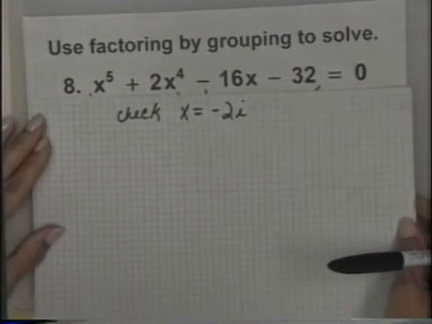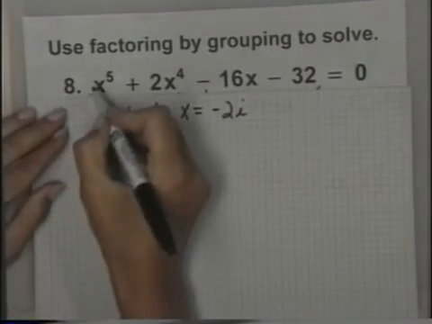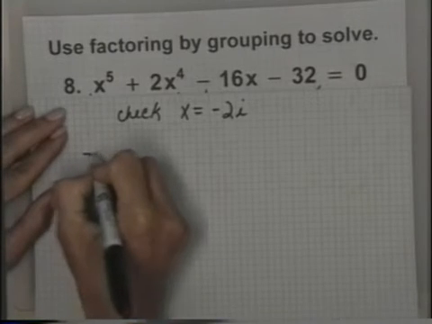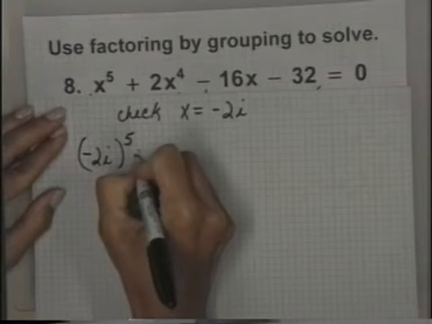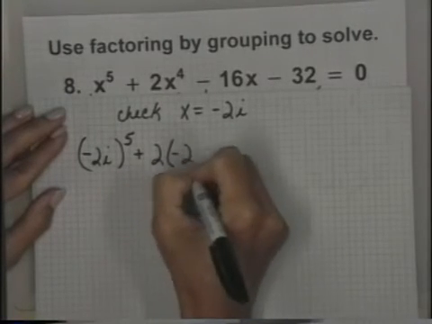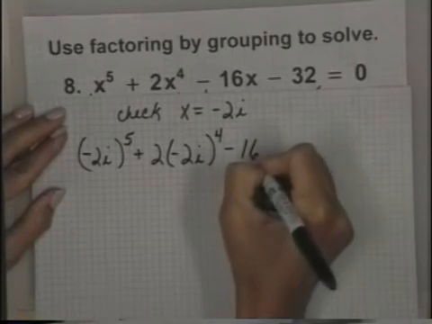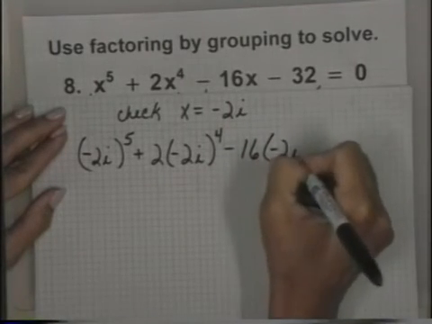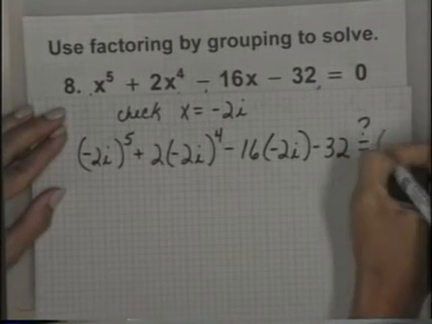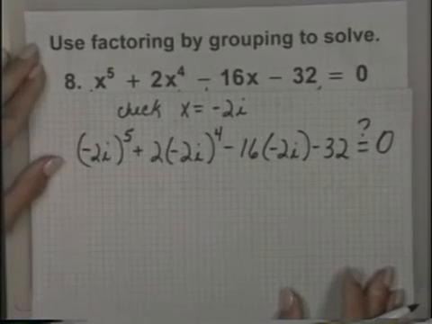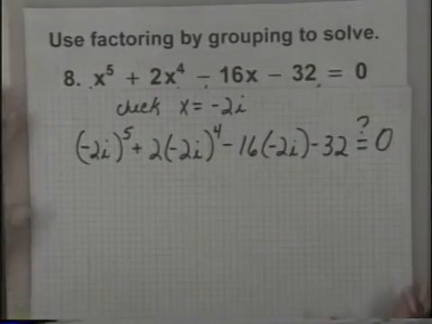So of course, if I'm going to check, I replace each of these x's with negative 2i. Since x is to the 5th power, I'll have negative 2i raised to the 5th power plus 2 times negative 2i raised to the 4th power minus 16 times negative 2i minus 32, and the question is, does that equal 0? So when I calculate these values on the left side, I should get 0.